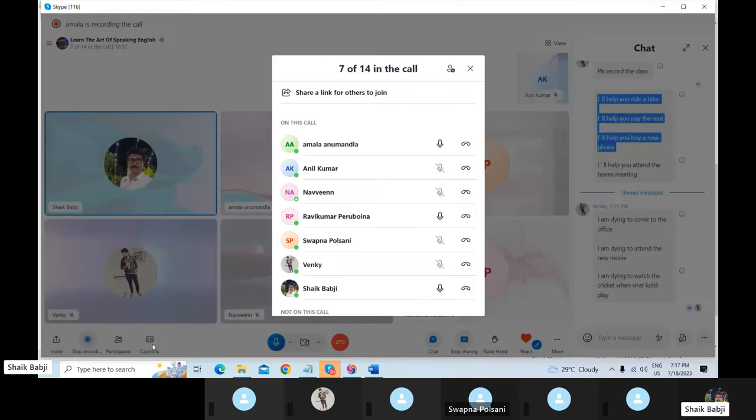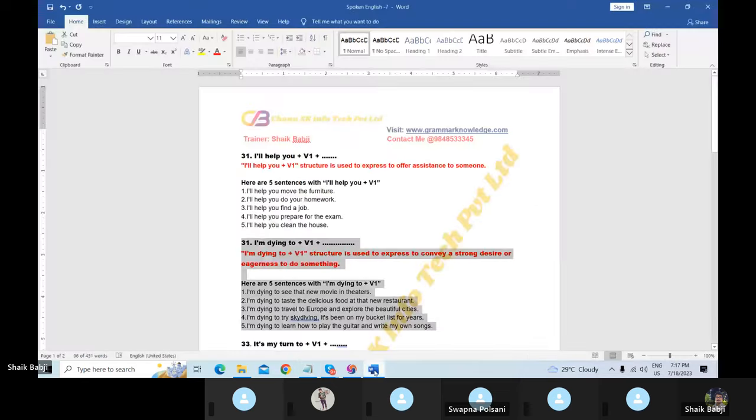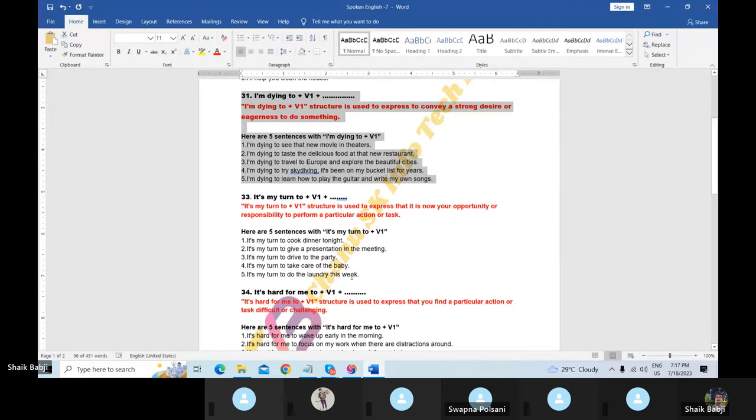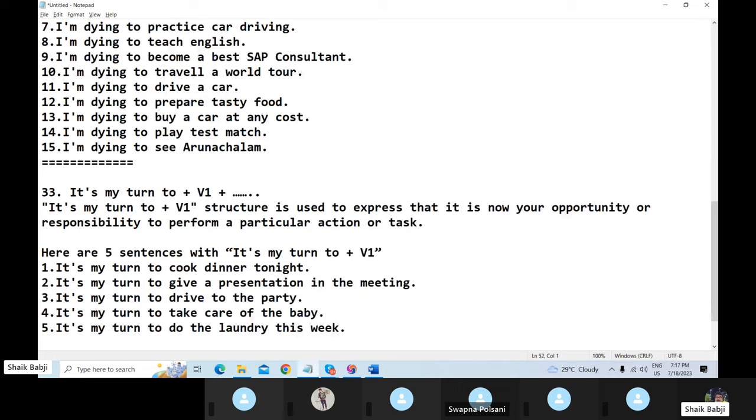Yeah, fine. Let's see another structure. Another structure is, it's my turn, plus V1, plus something. The phrase is, it's my turn. So let's see how we can use this phrase.